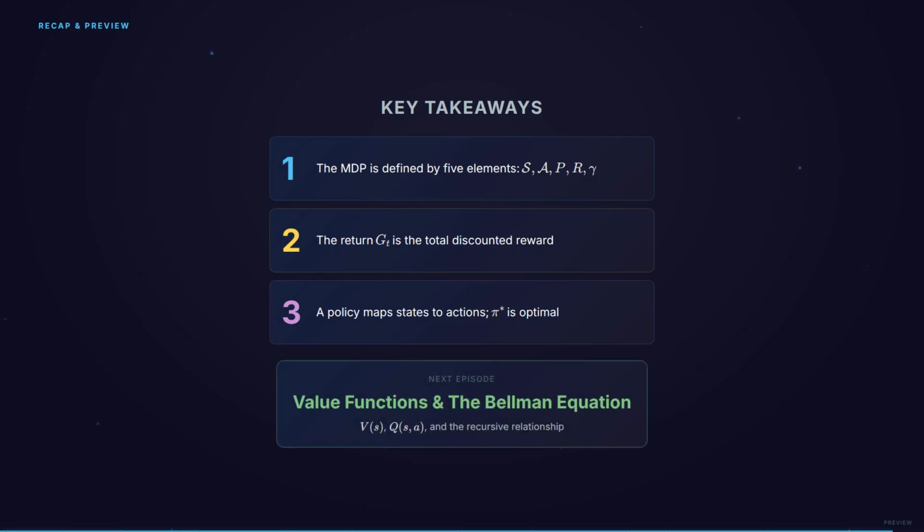In the next episode, we'll ask a deeper question: how much is a state worth? We'll define value functions, V of s and Q of s, a, and derive the Bellman equation, the recursive relationship that makes RL algorithms possible. See you there.